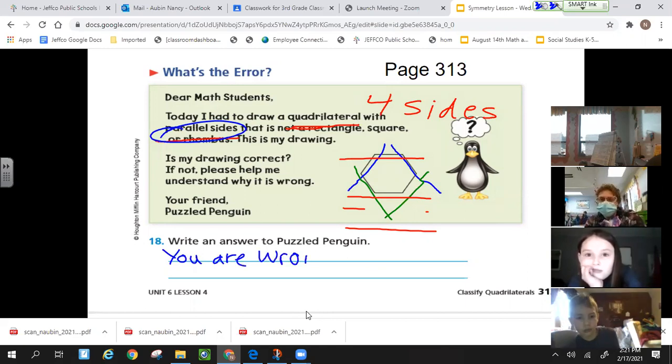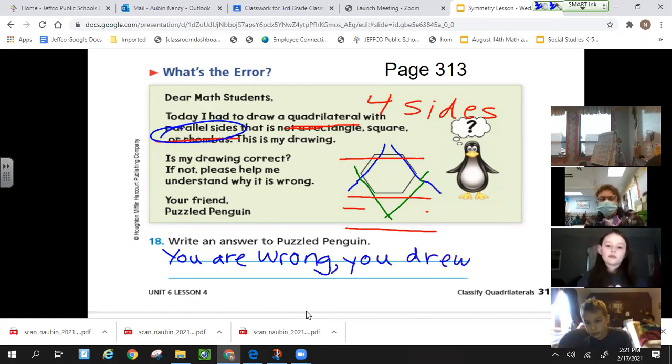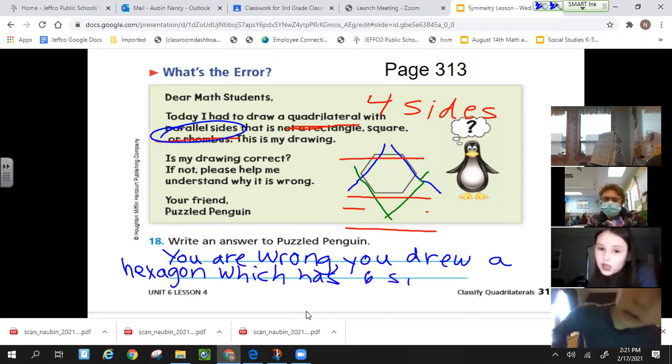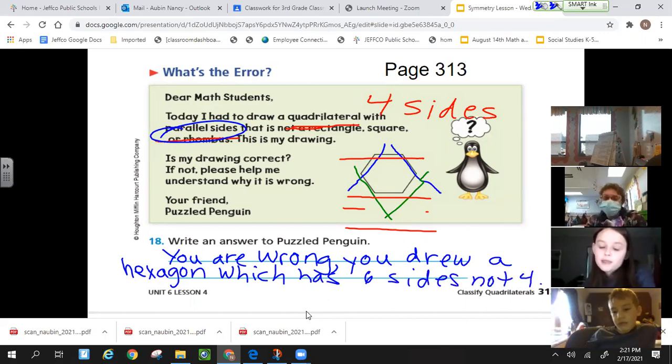So we would say, you are wrong. And I don't need you to write this because you've already done this. You are wrong. And this is what a lot of you said. You drew a hexagon. I was so pleased with that. A hexagon, which has 6 sides, not 4. And if you wanted to get a 4 on this, you could have said a quadrilateral has to have 4 sides. You also could have said the sides are not parallel.